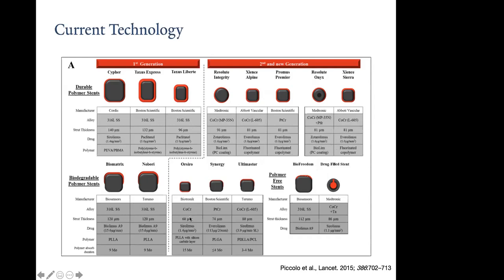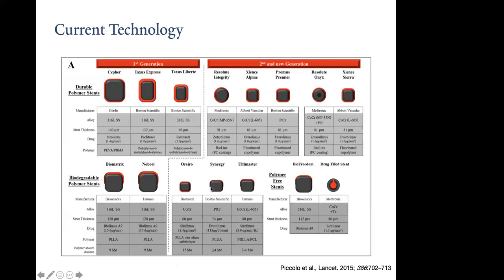And then the biodegradable polymers. So those are Orsiro stents, which is an ultra thin stent, it's 60 microns. And then that polymer actually breaks down completely at 15 months. And then after that, this is essentially a bare metal stent. Synergy is similar. So after 4 months, the Synergy is essentially a bare metal stent.